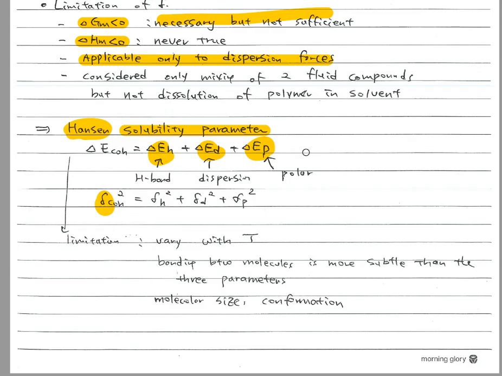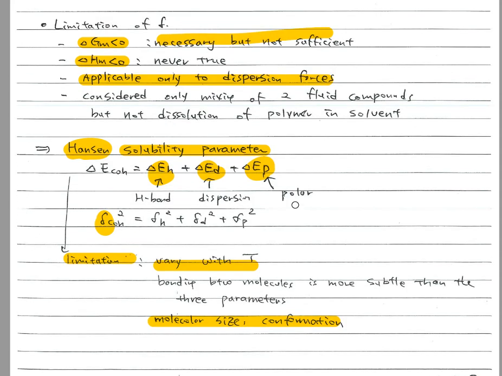But even though he considered these other types of molecular interactions, the Hansen solubility parameter also has limitations. For example, it varies with temperature, and even these three molecular interactions are not enough. The solubility parameter also depends on molecular size and conformation, and this information is not included in the molecular interactions. Okay, so this is pretty much it for lecture number 4.